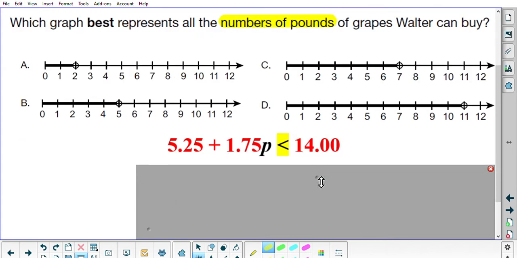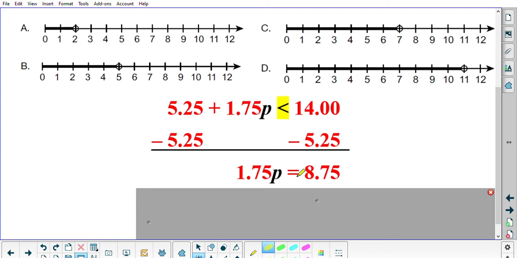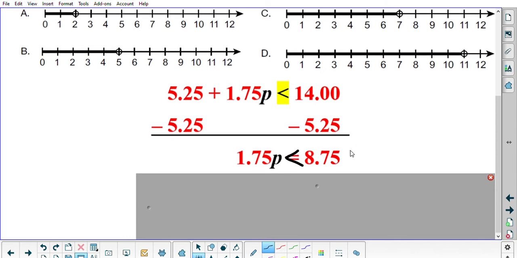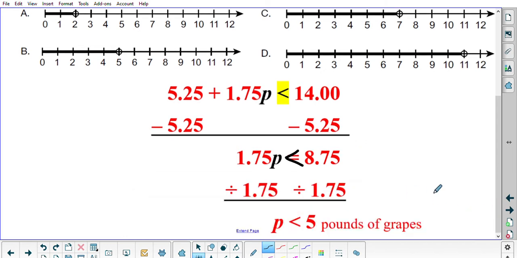All right, from here, I would have subtracted by 5.25 on both sides. That gives me the 1.75p on the left side remaining. Oh, I accidentally have a typo here, don't I? Whoa, Underkoffler, this should not be an equal sign. This should be a less than symbol. And then $8.75. Divide by 1.75 on both sides. Oh, now I do have a less than symbol again. Underkoffler making mistakes, always fun. That's going to give you P is less than 5 pounds of grapes.